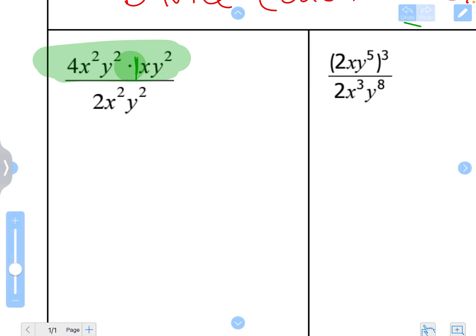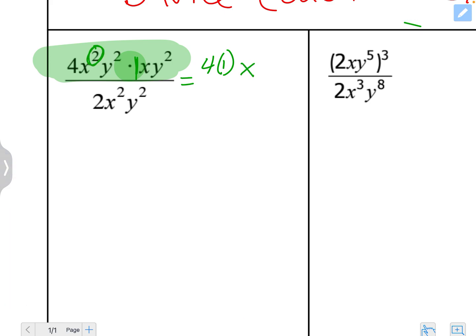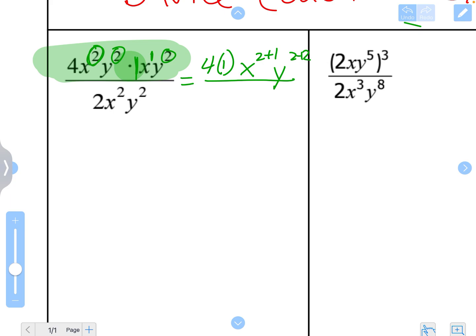Here my invisible coefficient is 1, so I'm going to go 4 times 1. Then I need to write down my bases of my exponents, and then I need to add. If I have x to the 2, my invisible exponent is 1, so we go 2 plus 1. Then I write down my next base, which is y, and I'm going to add my exponents, 2 plus 2. On the bottom, there is no multiply, so I'm just going to rewrite the bottom.